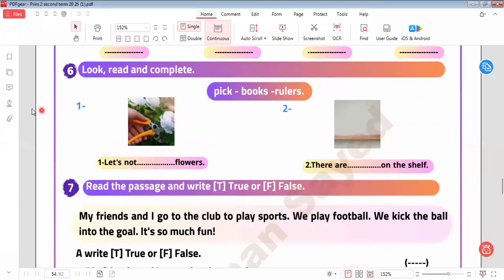So here we say, let's not do what? Not big flowers. Another one, there are rulers. Here it will be, these are rulers, not books. These are rulers on the shelf. Okay, let's go to another one here.